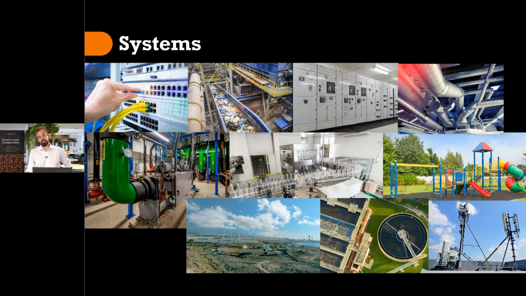So the definition of a system is more or less that there are multiple things that you put together and they can interact with each other. So that is what we define as a system.